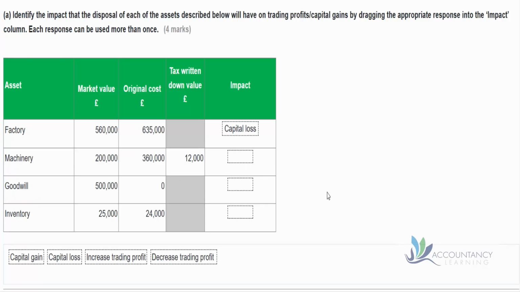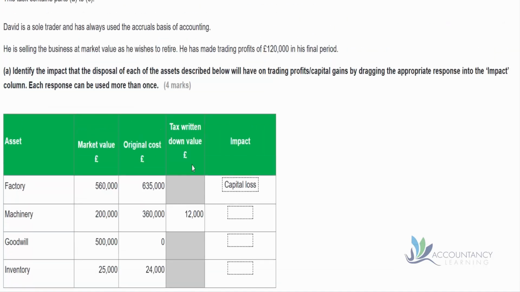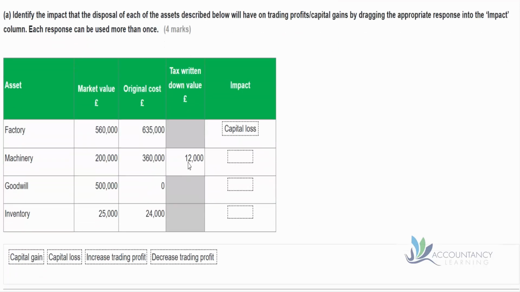What about the machinery? Well, we can see we've got a tax written down value here. Now, why is that there? Because it told us that David has used the accruals basis of accounting, and therefore David's been claiming capital allowances. If David used the cash basis, then we wouldn't be claiming capital allowances. We just write off the expense when we bought the machinery. So in this case, we're using the accruals basis, so we do have capital allowances and there is a tax written down value.